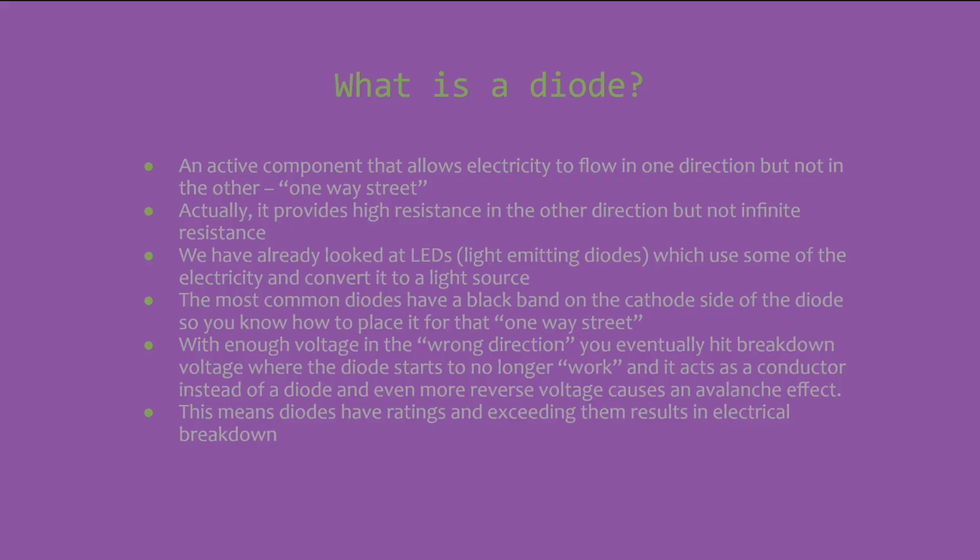The most common diodes that you'll see will have a black band on the cathode side of the diode, so you know which direction to point the diode. In this case, the cathode should be behind the anode.